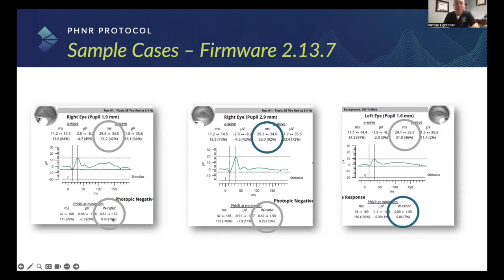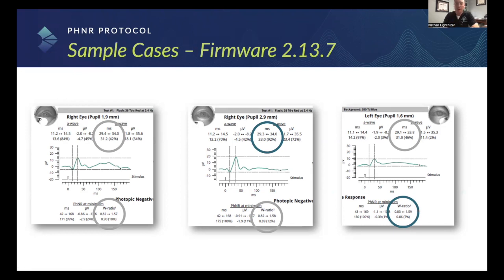Back to the W ratio. Again, what did we say? 11% or less. So we've got one that's within the normal range, borderline, but close, still okay. And then this one that's flagged here in this blue color would be showing a W ratio that is abnormal.